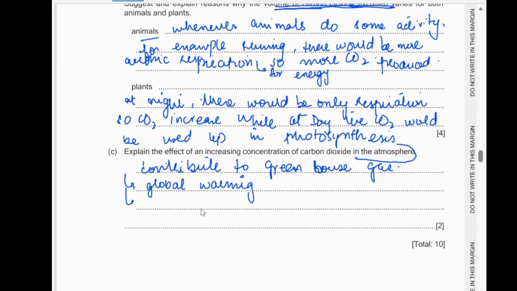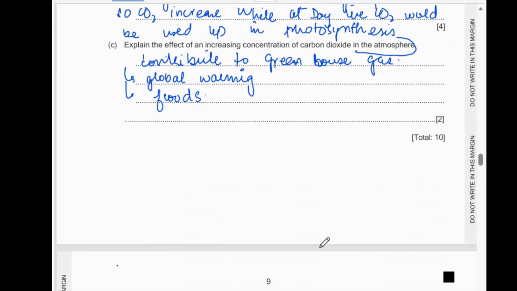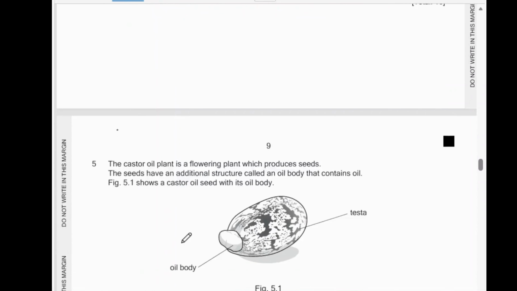Because of this global warming, there can be... Yes, you can write that. But then you have to give the effect of that specific thing. No, we don't have to give its effect on humans. We have to focus on the environment, exactly, on the atmosphere. So the atmosphere would have global warming, the heat would be trapped inside the earth's surface, and there may be flooding or the melting of glaciers. You can write that.